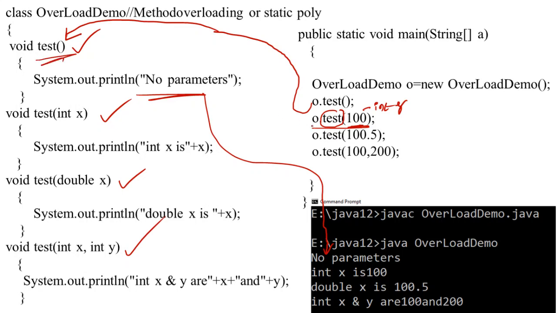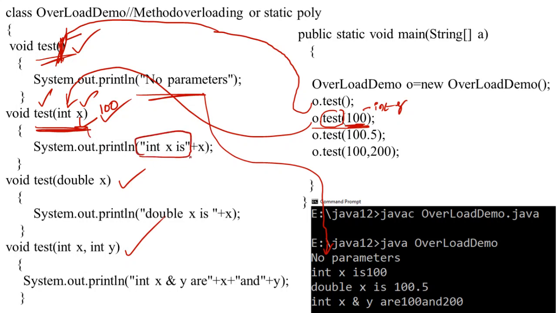Yes, the test name is matched, and here we are passing 100. Therefore, the name is matched, and the type of argument is also matched. O dot test of 100 means your control will go here. In place of x, as it is an integer variable, 100 will be copied. Therefore, a message int x is will be displayed, to which x will be appended. Int x is 100. Just see, this particular message will get displayed.